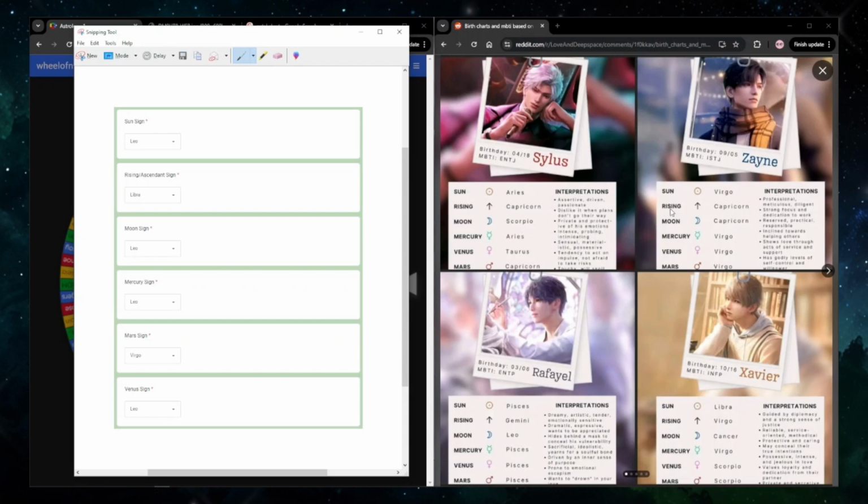So as of right now, Silas is your top pick. Xavier is your second most compatible, sorry, not least. And then Raphael, he has a lot of water energy, and water and fire don't really mix well together.